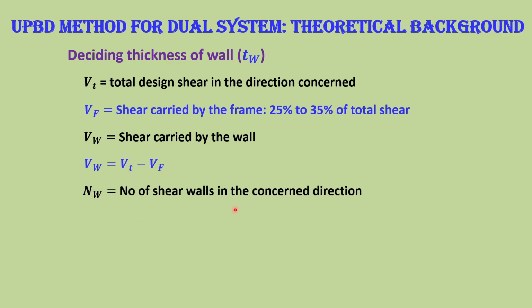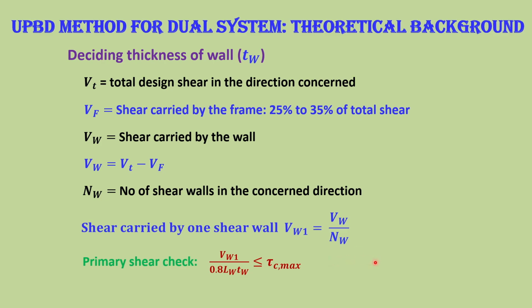Now say NW is the number of shear walls in the concerned direction, that is the direction of the earthquake. Shear carried by one wall shall be designated by BW1. So it is BW, the shear carried by all walls in that direction, divided by the number of walls in that direction. Remember, the shear walls in one direction only will be activated at a time when the earthquake is taking place in that direction, and other directional shear walls will remain silent. So BW1, the shear carried by one wall, is the total shear carried by walls in that direction divided by the number of walls in that direction.